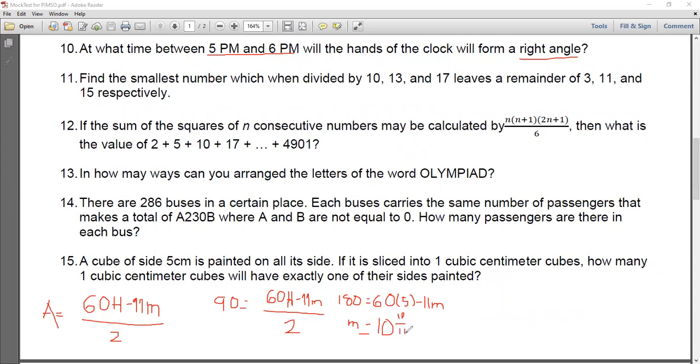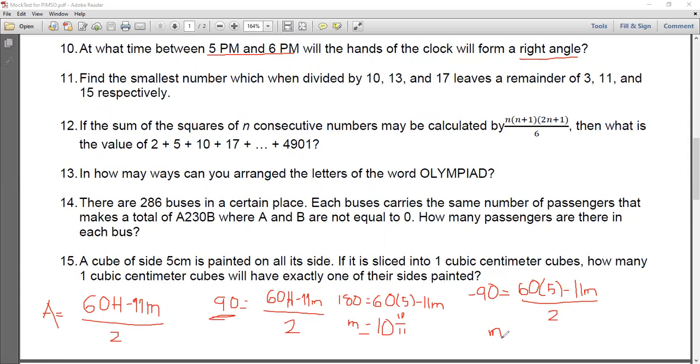The second one, we're going to create a negative answer. In that case, this one will be negative 90. I'm just going to change this one into negative. Negative 90 is equivalent to 60 times 5 minus 11m over 2. So same process in solving for the value of m here.